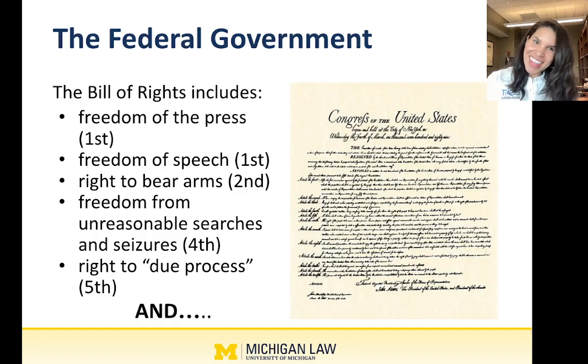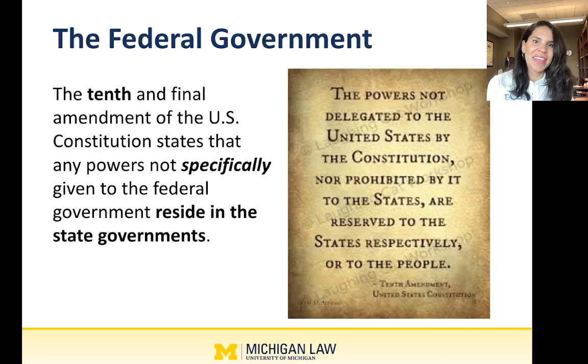And finally, a very important right of the Bill of Rights, the 10th one. This is the final amendment of the Constitution in that Bill of Rights. And this states that any powers not specifically given to the federal government, so remember that list of enumerated powers, if it's not on that list, it belongs to the state governments.